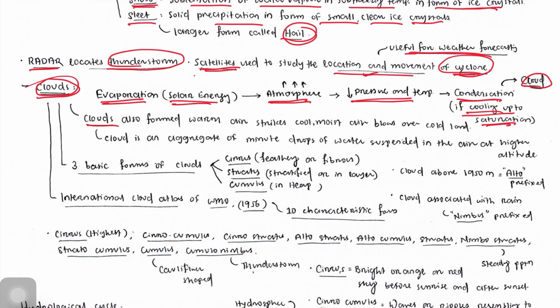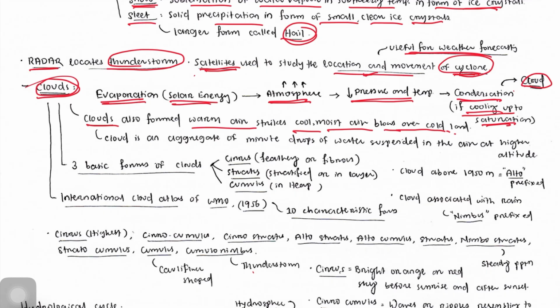Clouds are also formed when warm air strikes cool moist air blowing over cold land. Okay, so how do clouds form? There are different forms of cloud. One is convective cloud, another is radiative cloud, another one is frontal cloud. So there are different types of cloud and different types of rain are also named after that.